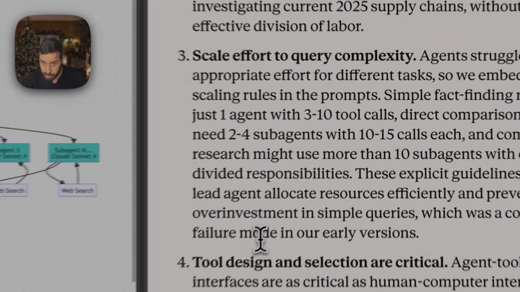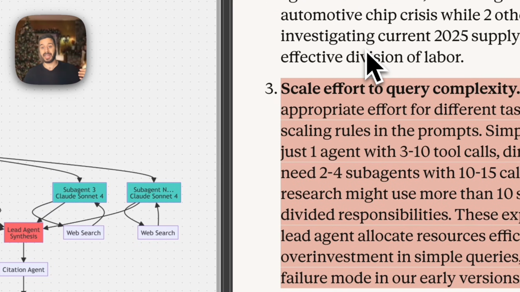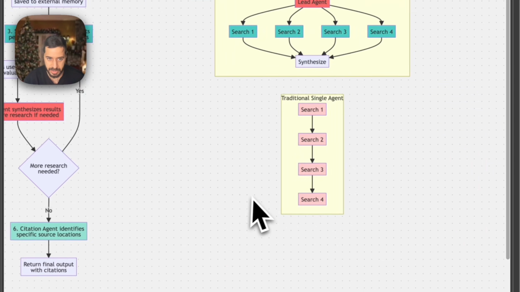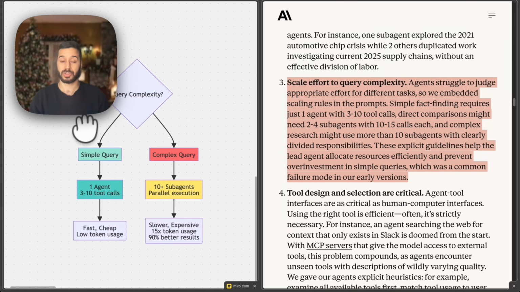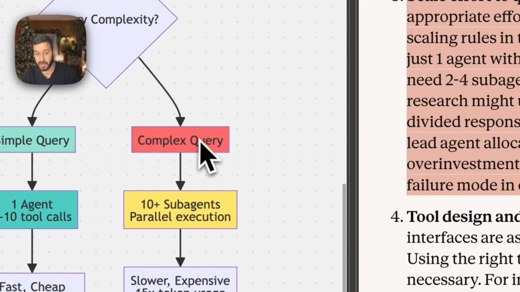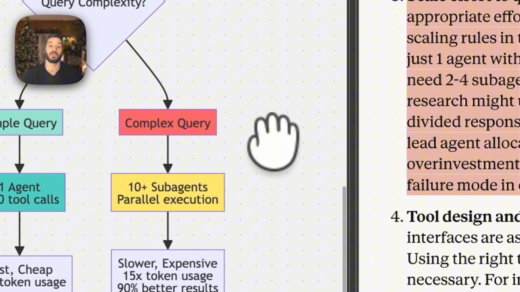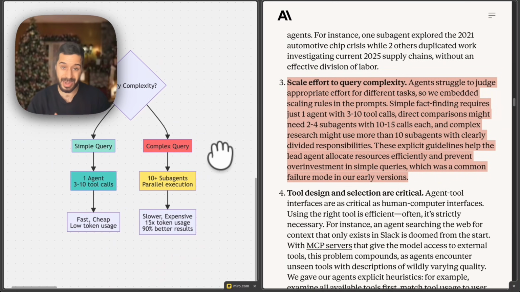The third lesson is that you need to scale efforts to query complexity. What they do is something like this. For simple queries, they tell the lead agent to assign only a single agent, and also they tell it to use around 3 to 10 tools. And for complex queries, it's actually allowed to use 10 plus sub-agents in parallel execution.